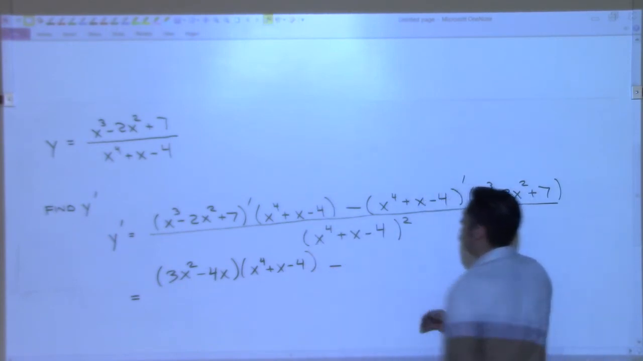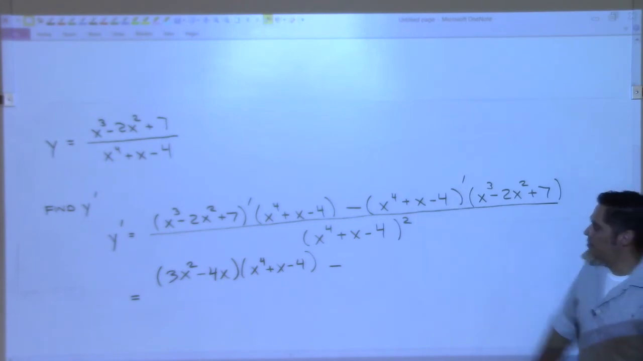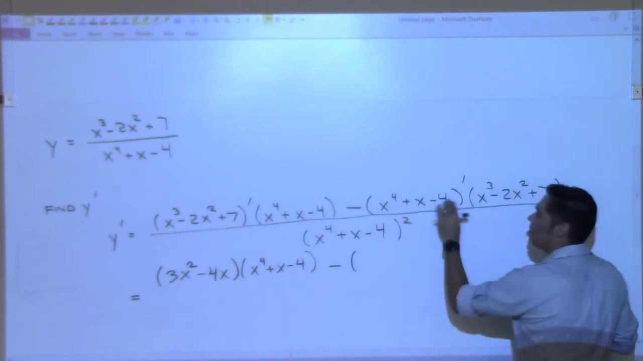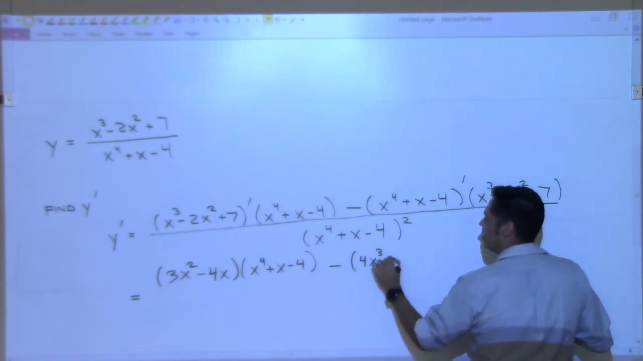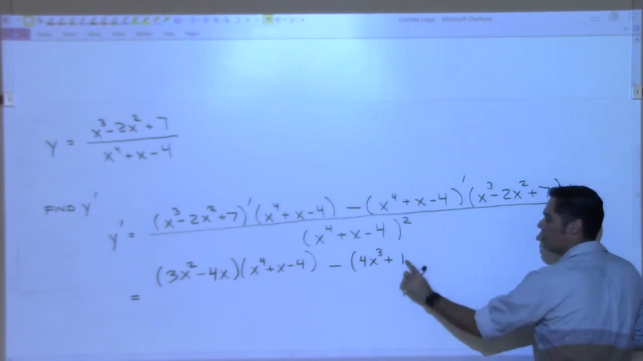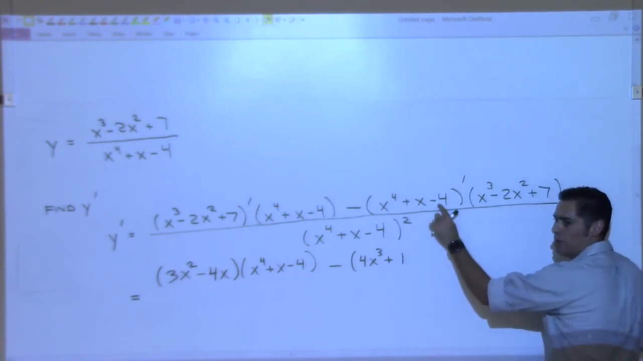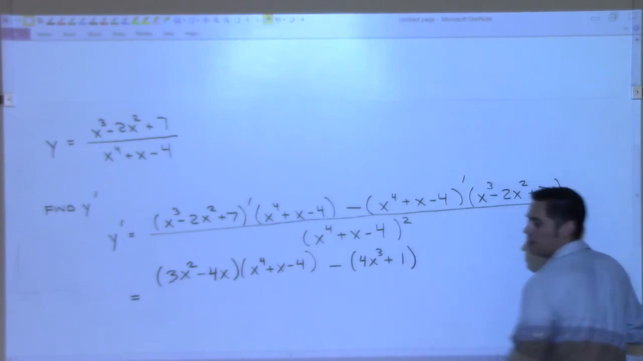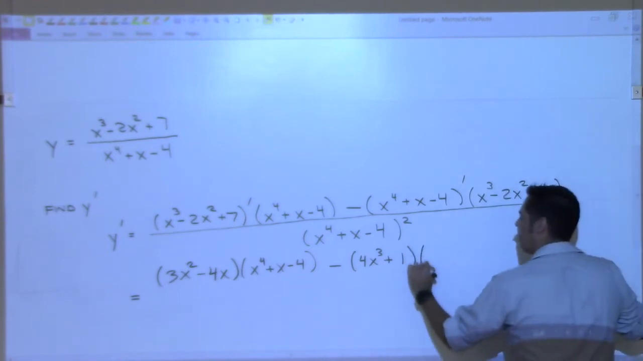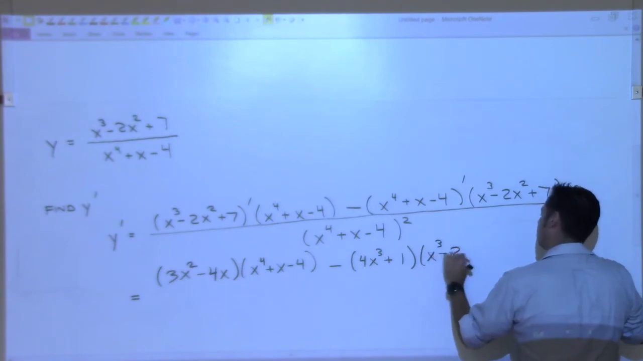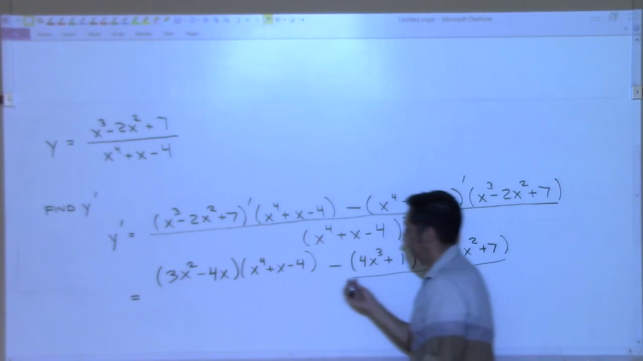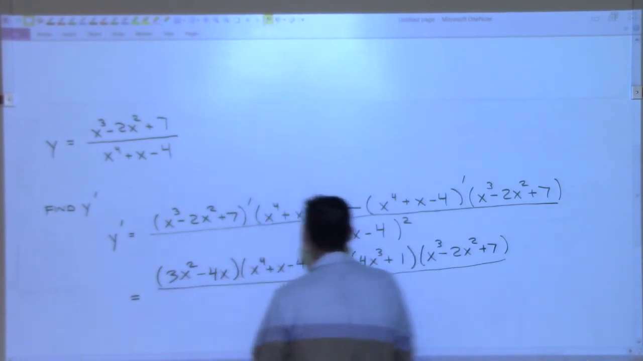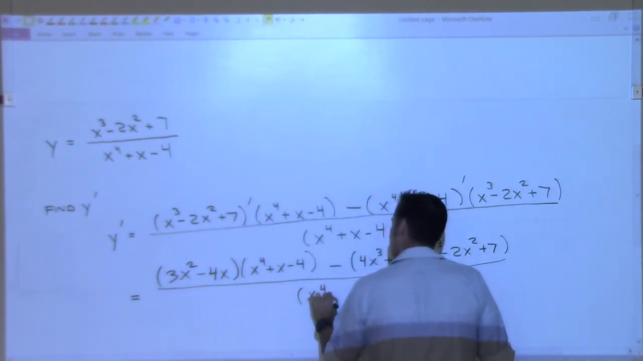And then minus, now, derivative again. This piece. Same story. We have multiple terms. We can do them one by one. So 4x cubed plus 1, right? Derivative of x is 1. And then minus derivative of 4 is 0. So that's it right there. And then the rest of this. And then all of that, right, over all of that squared.